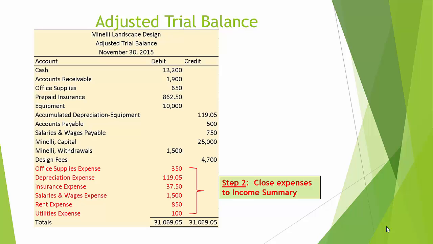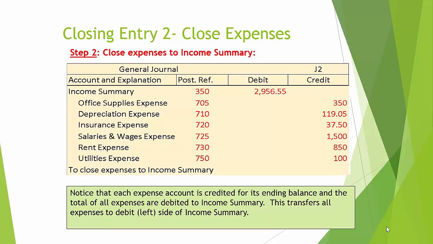So let's take a look at the closing entry for expenses. As you can see, each one of the expense accounts is credited for its ending balance, and the total of all expenses is debited to income summary. In this case, the total is $2,956.55. This transfers all expenses to the debit or the left side of income summary.